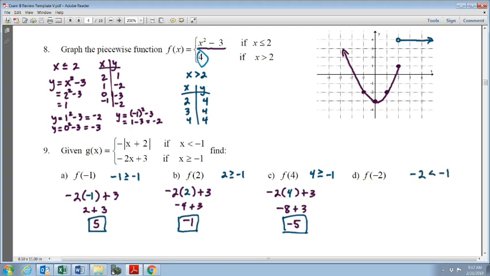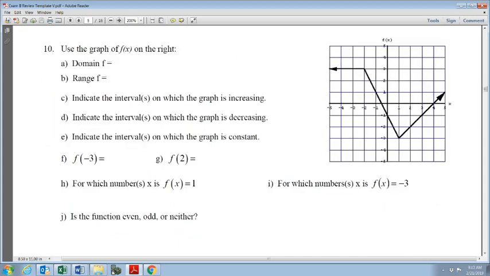Notice -2 is less than -1. So we'll use the upper piece, and we just need to plug in -2 here. -2 plus 2 is 0, and the absolute value of 0 is just 0. -0 is just 0. Remember, 0 has no sign, positive or negative. It's considered neutral. Alright, let's move on to the next slide.